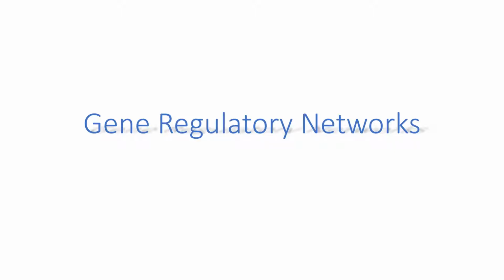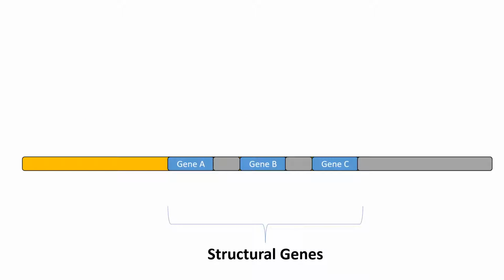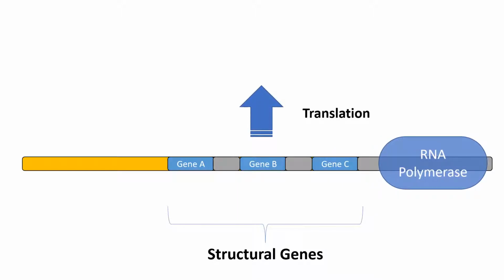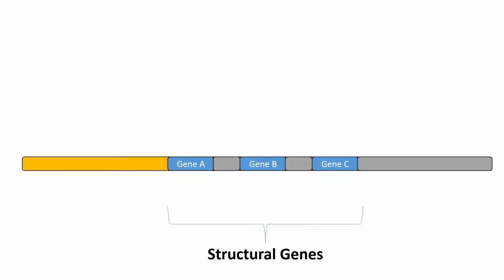In this video, we will talk about gene regulatory networks. We know that in the process of transcription, RNA polymerase makes copies of DNA into an RNA sequence, which is used later during the process of translation to make proteins. However, genes can be turned on or off in the presence of certain gene regulatory proteins.